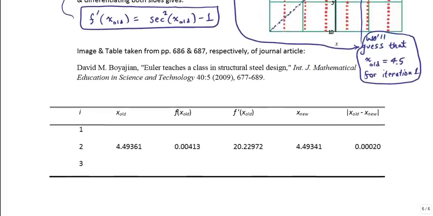Here we have set up a table. This I, I'm letting I stand for iteration.